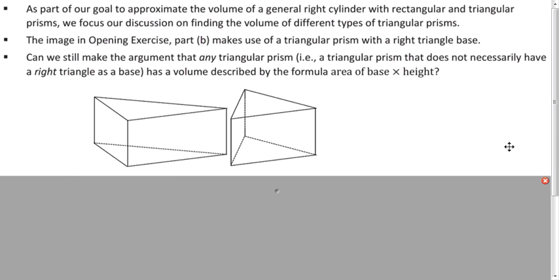So we want to use these prisms in order to figure out the volume of any general right cylinder. Now, we only know how to figure out right now the volume of a right rectangular and right triangular prism. How could we extend this so that we could figure out the volume of any type of triangular prism? Maybe it has an obtuse base or an acute base. How could we do that?